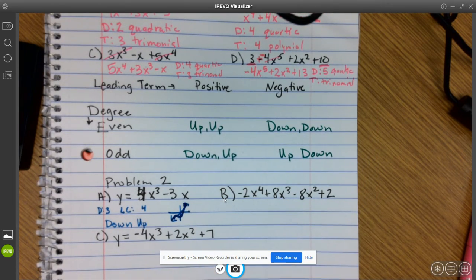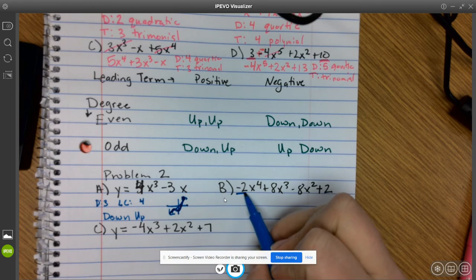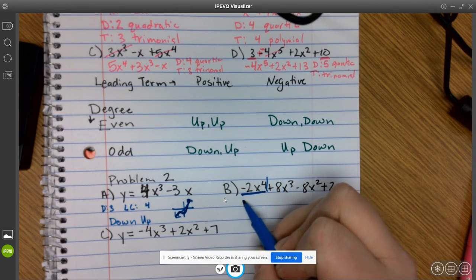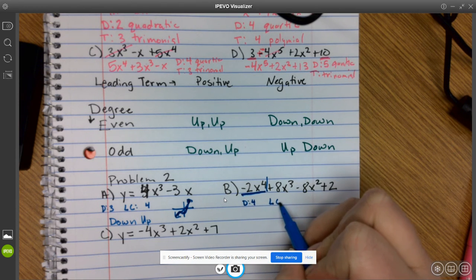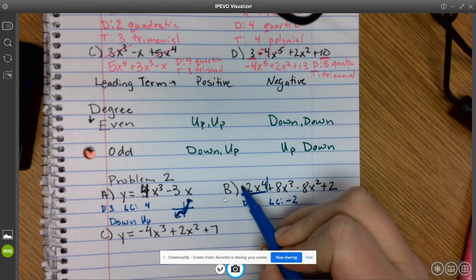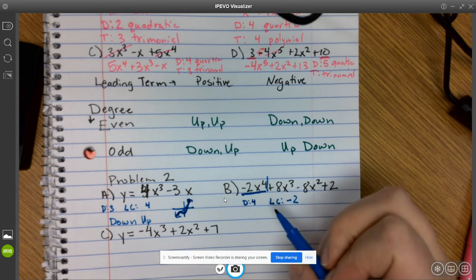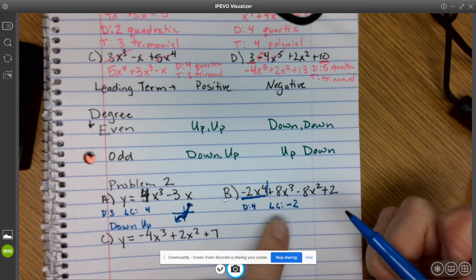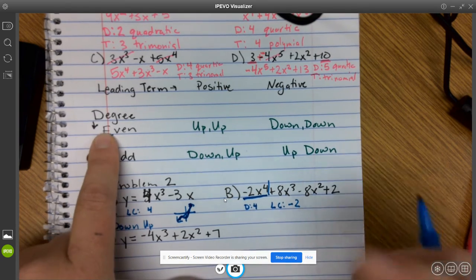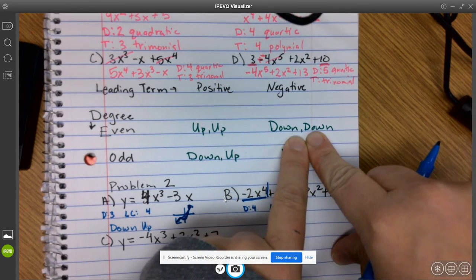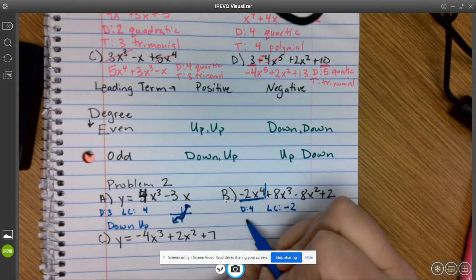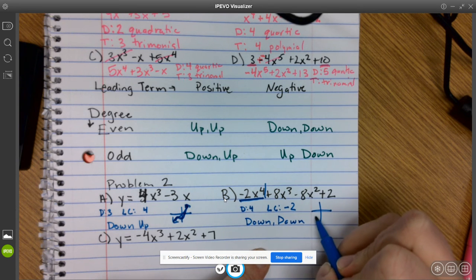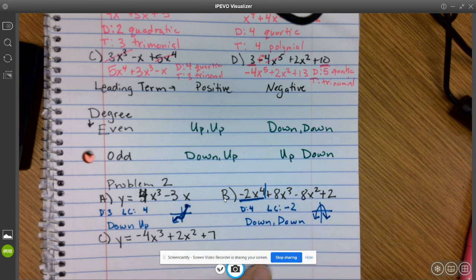This next one, you should try to do by yourself. But here's my degree. This is the highest term, highest degree. So my degree here is 4. My leading coefficient is negative 2. You have to be aware of that negative in front. So the degree here is even. It's going to be one of these two. My leading coefficient is negative. Even, negative is down, down. So if I were to sketch the graph, it would look something like that, down, down.